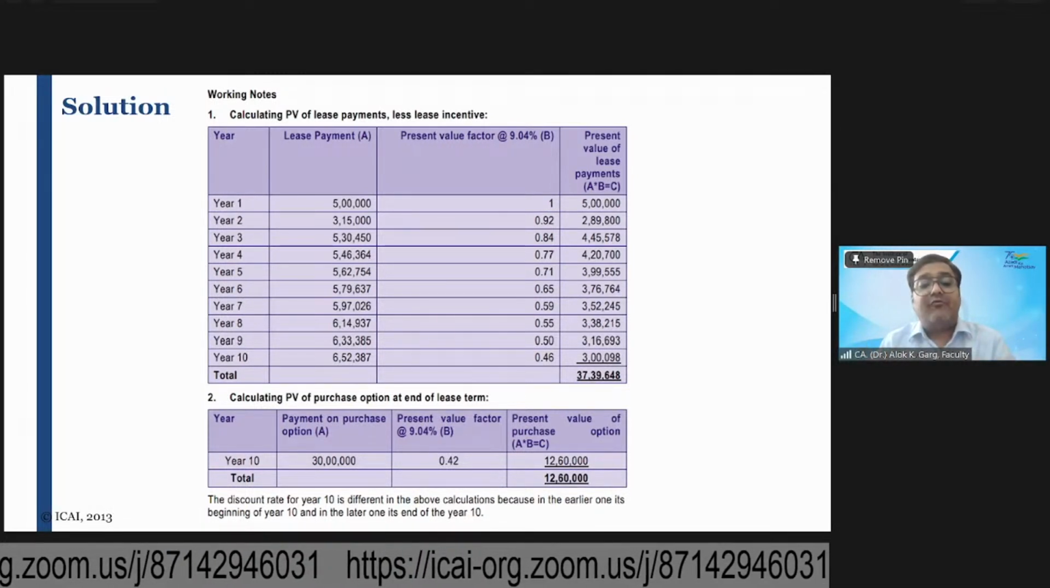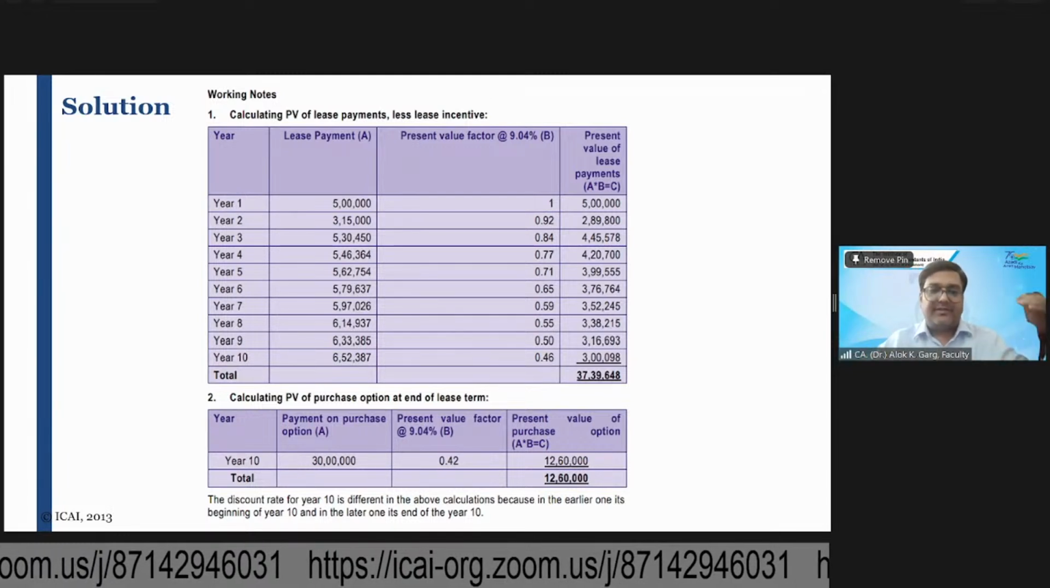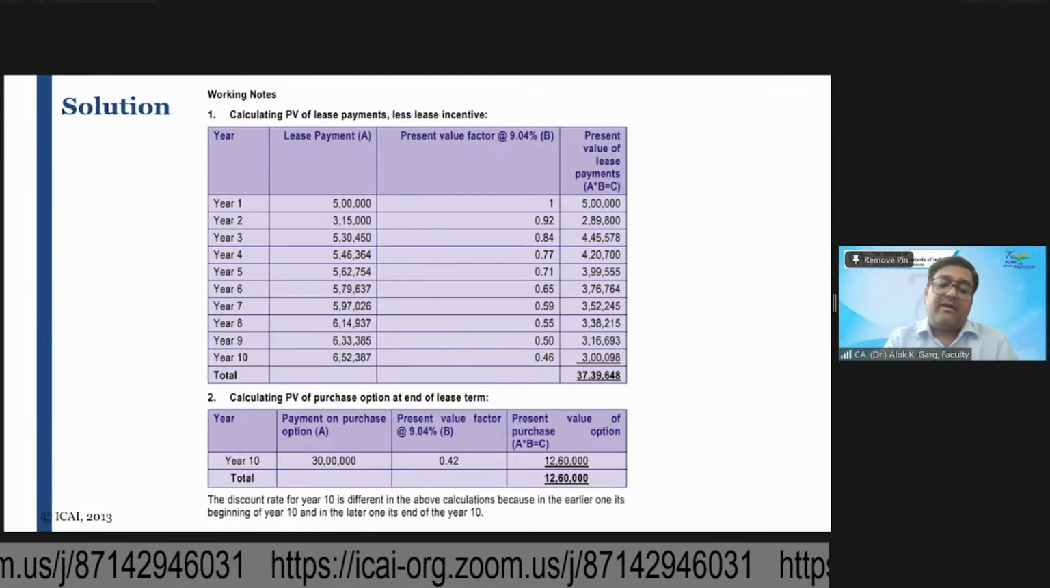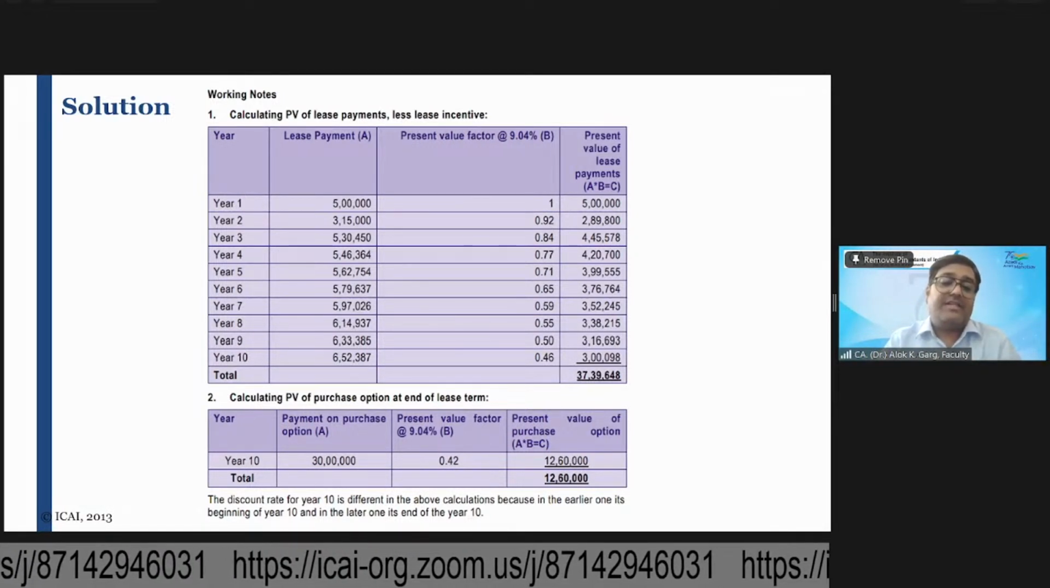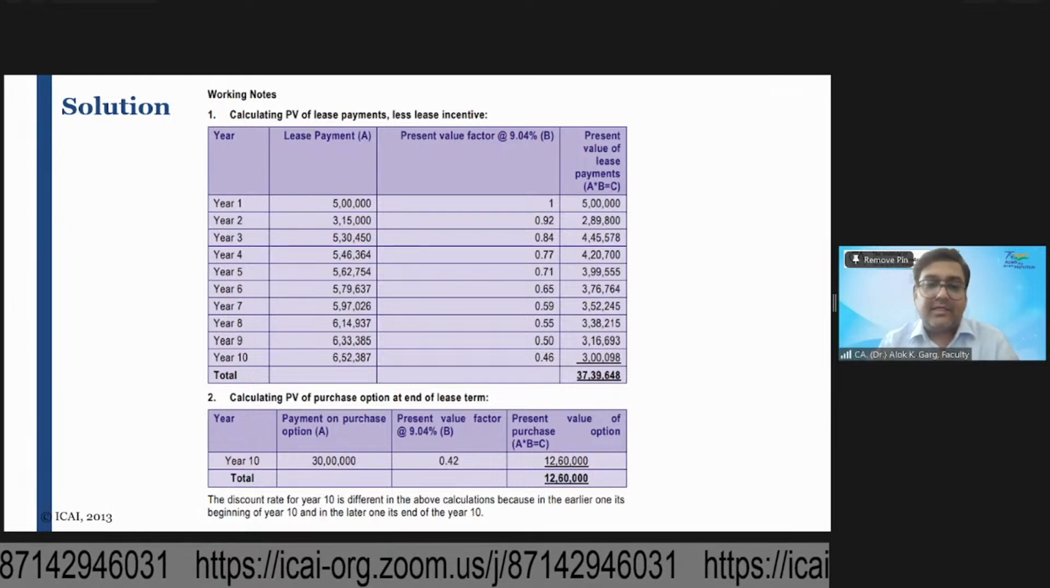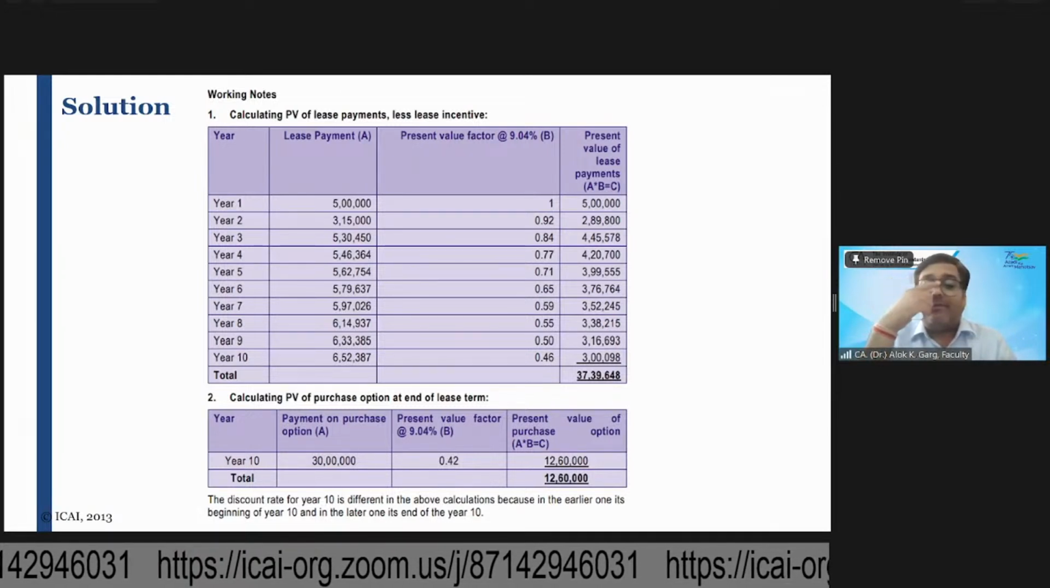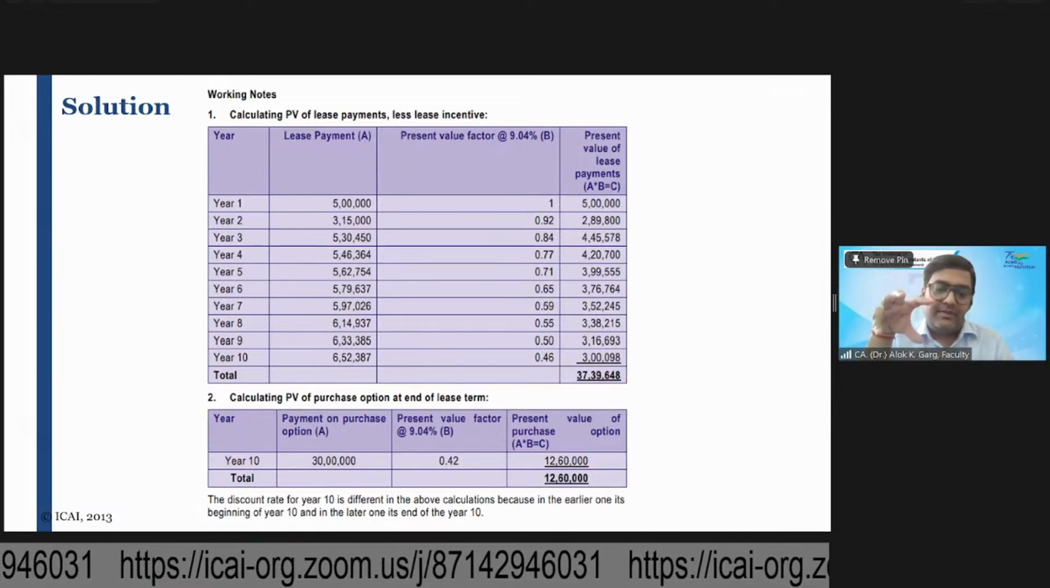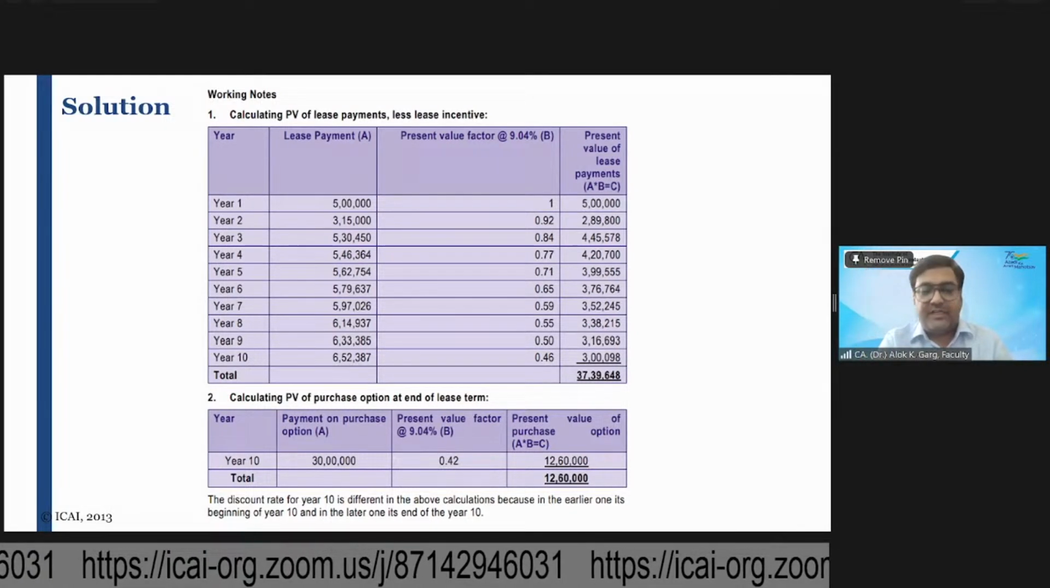Once you have identified your lease payment, you have to discount it to arrive at the right of use asset calculation and the lease liability calculation, right? On the commencement date, you have to debit your right of use asset and credit lease liability by the present value of future lease payments.